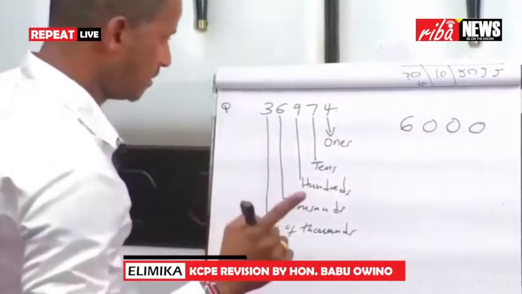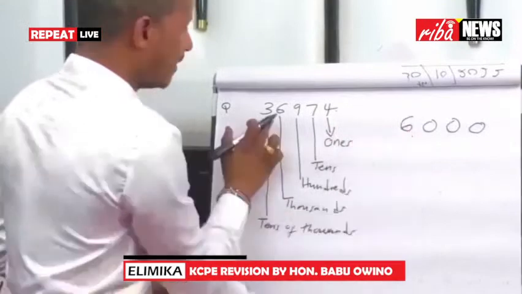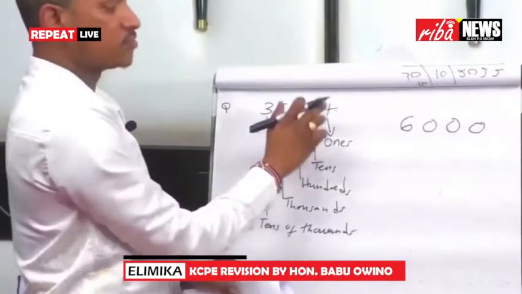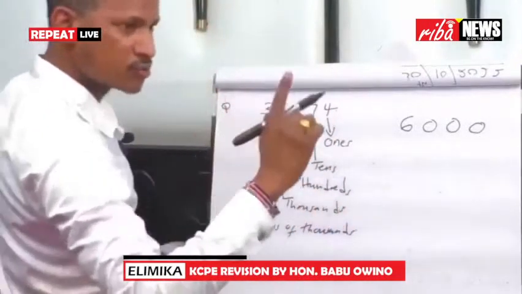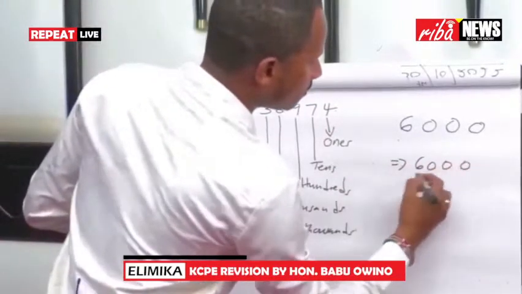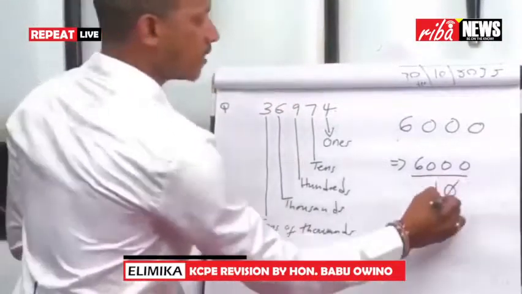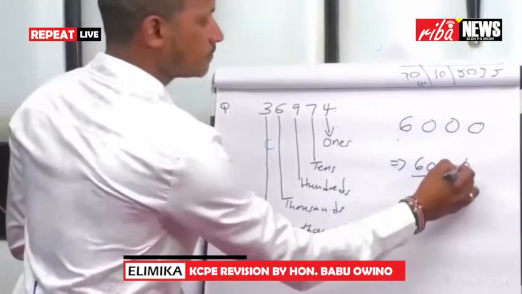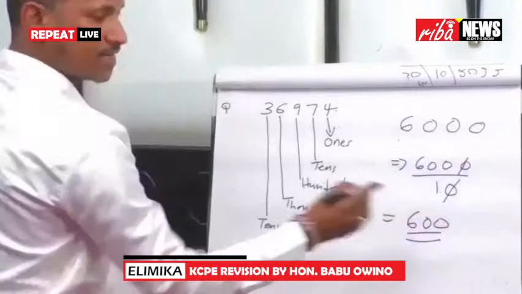Then the question says, don't stop there, because this is just the value of 6 in 36,974. So the question wants, how many groups of 10? So how many groups of 10? You simply divide 6,000 by 10. So you get 600. So 600 of them.